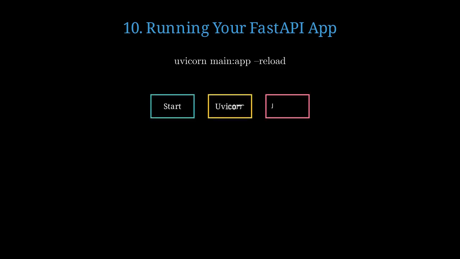Running your FastAPI application is simple with Uvicorn. Use the command uvicorn main:app --reload to run your app with automatic reloading during development. Uvicorn starts the server and keeps your application running, ready to handle incoming requests.